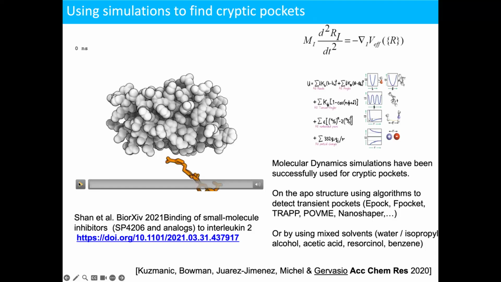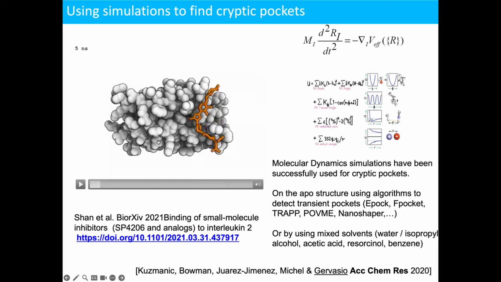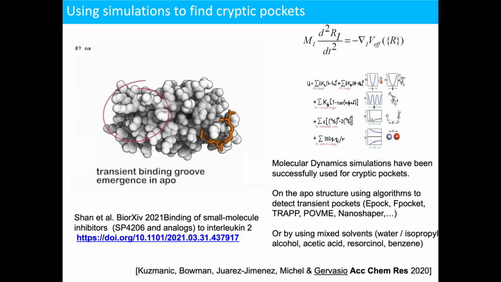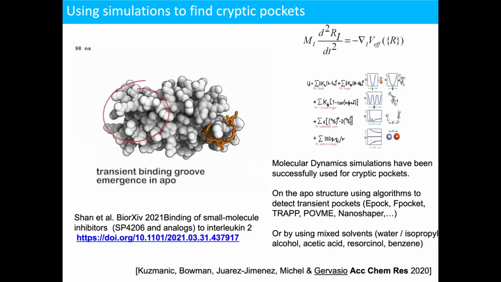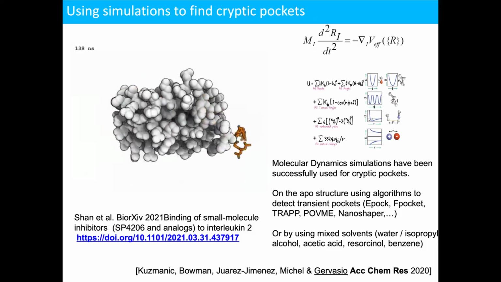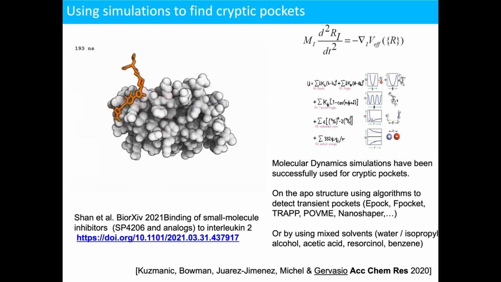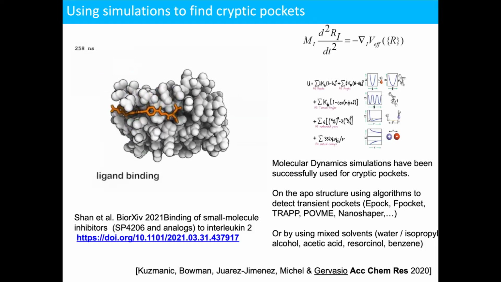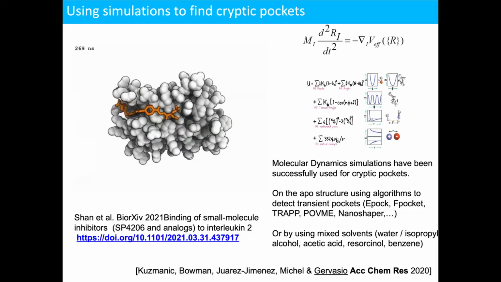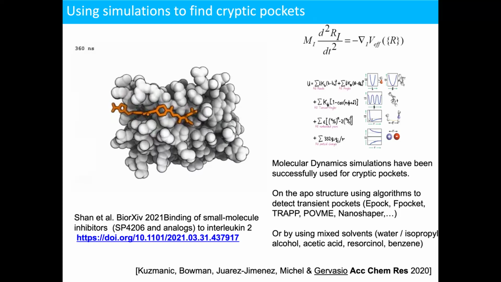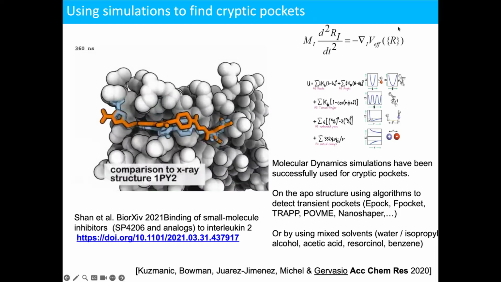So for instance, here there is a movie, if it works, yes, of a molecular dynamics simulation of a ligand crawling on the surface of interleukin 2. This is a paper by the Shaw research group, by Shan and others. And actually, by crawling on the surface, after a very long simulation, you find that the ligand is able to find its bound state that is very close to the crystal structure. So you see, if we can do this, this is very, very helpful for finding cryptic pockets.